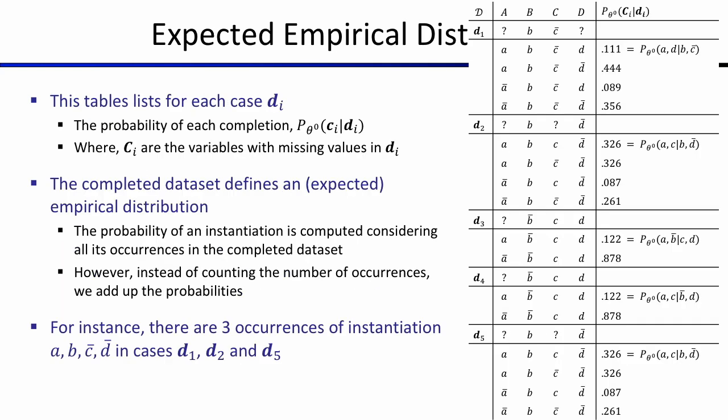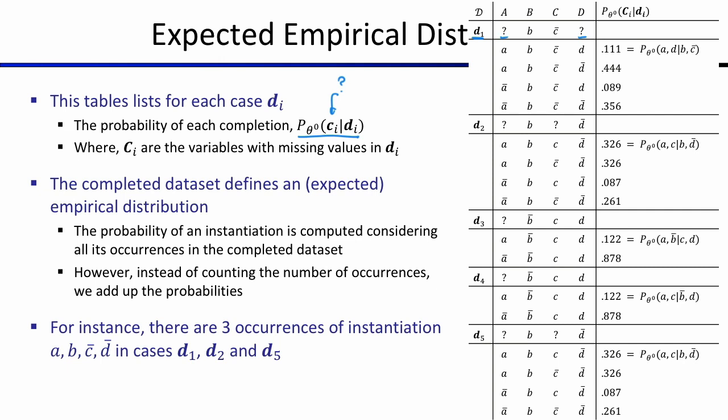Okay, so this example here illustrates how we can compute the completion of the cases. It's the same example that we had in the previous slide. So what we're going to compute is this conditional probability here, where these Cis are the variables with missing data, and the Dis are the cases that you want to complete. So for instance, we have the case D1, and D1 has 2 variables with missing data. So we don't know the exact values for the variables A and D.